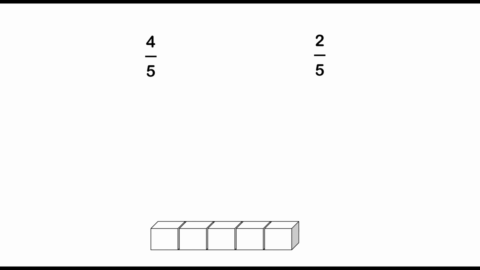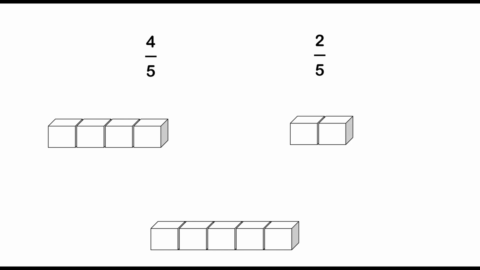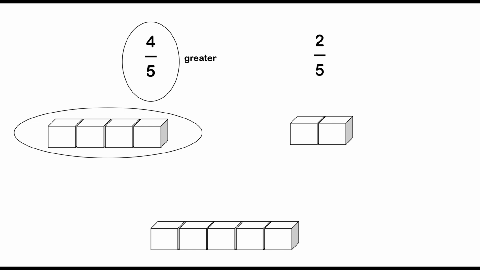Our first fraction is 4 upon 5, which indicates that it is equal to 4 such parts. And the second fraction, which is 2 upon 5, is equal to 2 such parts. Now tell me, which one looks larger? Obviously, the fraction on the left. So we write fraction 4 upon 5 is larger.